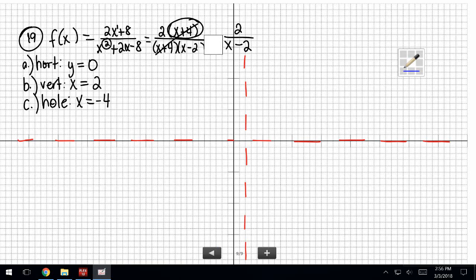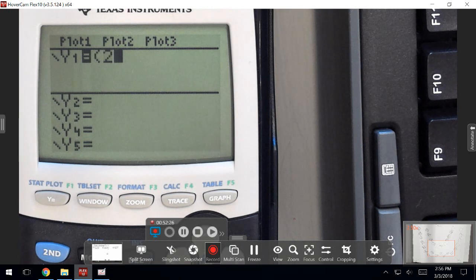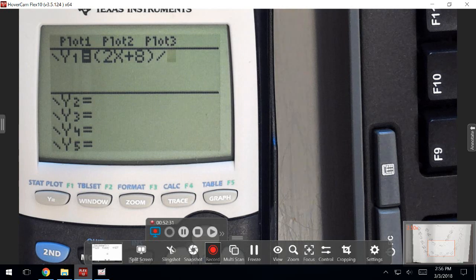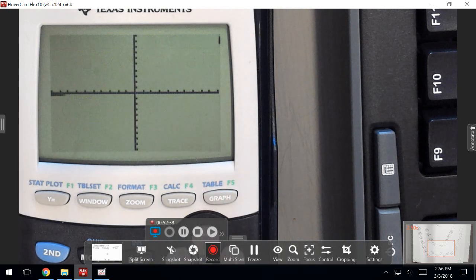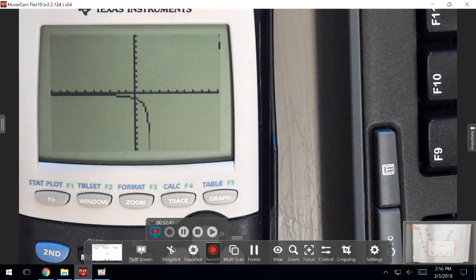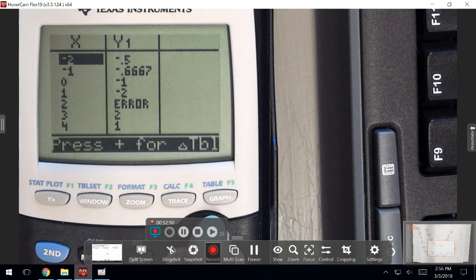Here we go. Let's go to our calculator and let's type it in. So we've got a binomial on the top, so we've got to use parentheses. And we've got a trinomial on the bottom, so we also have to use parentheses. Alright, see, you only got 2 pieces, okay? Alright, so let's go to our table. And let's see, we've got -2 and -0.5. That's a good one.